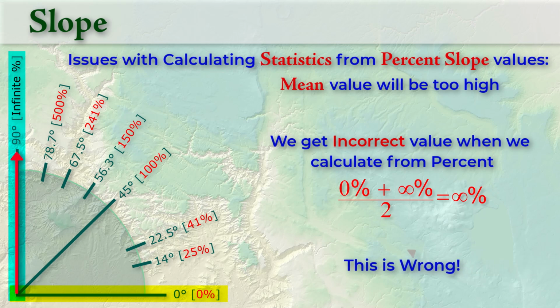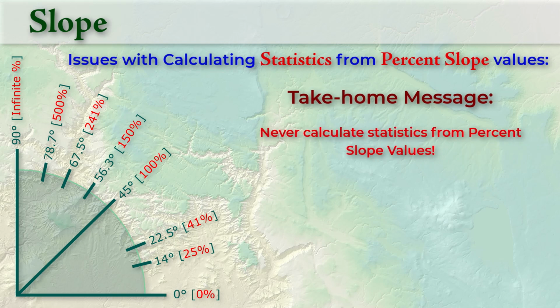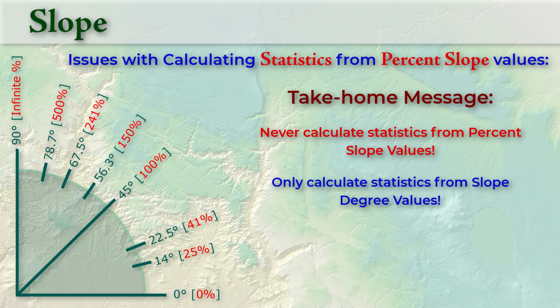It's obviously wrong. The average slope of flat ground and a vertical cliff is not another vertical cliff. So, never calculate descriptive statistics from percent slope values. Stats should always be calculated from degrees.